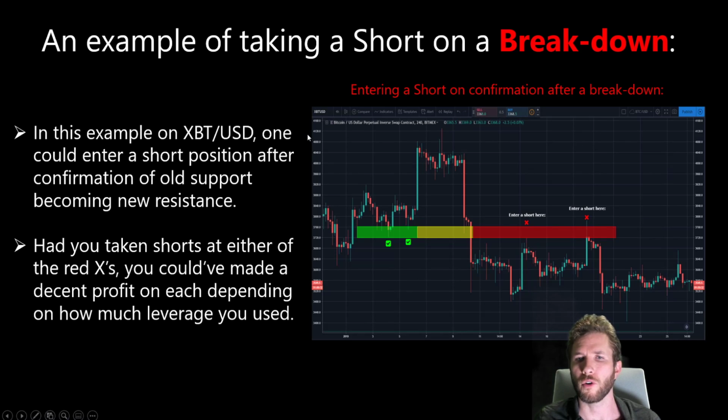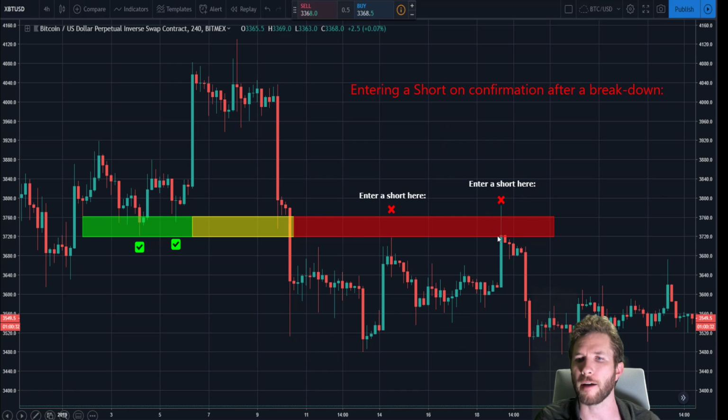Okay, so here's an example of taking a short on a breakdown. Again, this is another one. This is the Bitcoin chart. This was back again under 4,000. So we see this strong reaction here, the break up, the bar move down, and then again clean into it. One of the things about these SR levels is you want to look for a wick like that. That's called a bull trap right there.